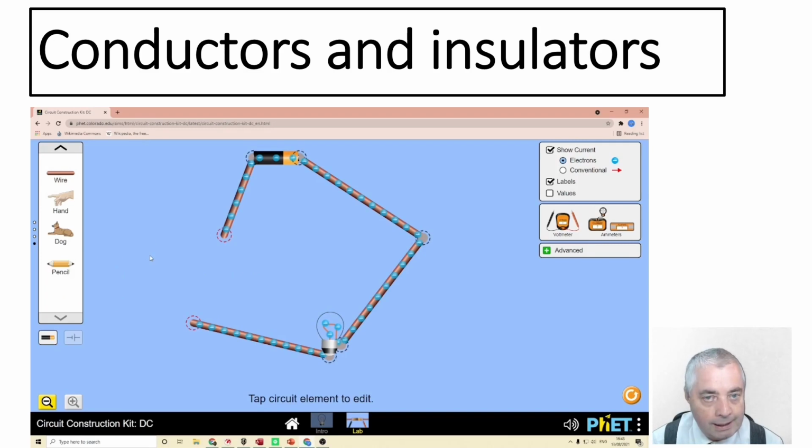So key idea, you can divide materials into conductors and insulators. Metals are conductors, most non-metals are insulators. Okay, let's go on to the next slide.